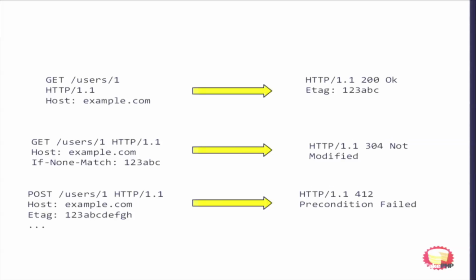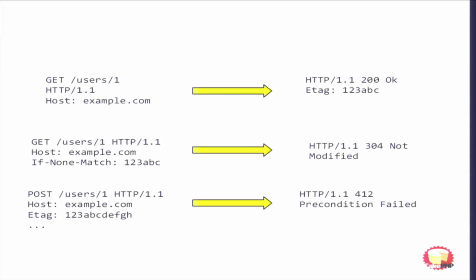The server says 304, not modified. It sends an empty response with a 304 status code. This lets you save bandwidth, because you don't have to send anything. It's just an empty response, and the client reuses what it has in cache. If it has changed, you just send a precondition field.